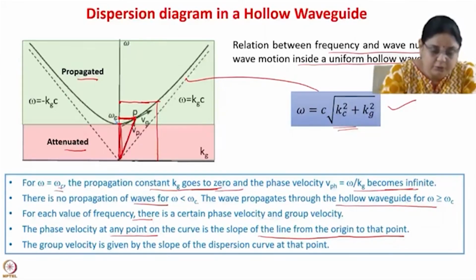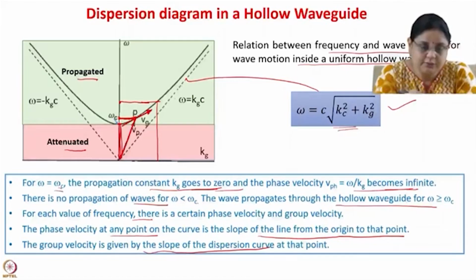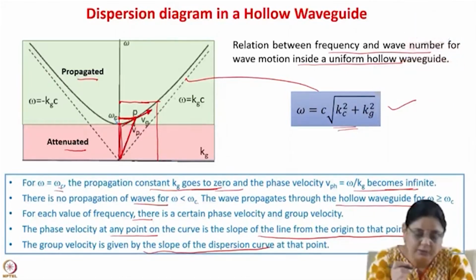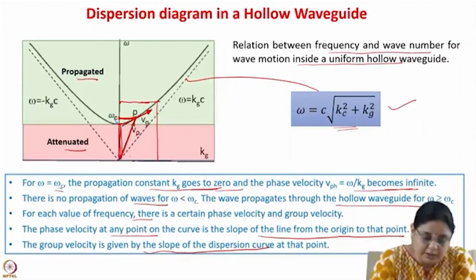Okay, what about the group velocity? The group velocity is given by the slope of the dispersion curve at that point. So the slope of the curve at this point gives you the group velocity. In this way, from the dispersion diagram, you can calculate the phase velocity and group velocity. These dotted lines show omega equal to kg c, so the slope of this line is c. In general, you can make out from this figure that the phase velocity is greater than c, whereas the group velocity is less than c.